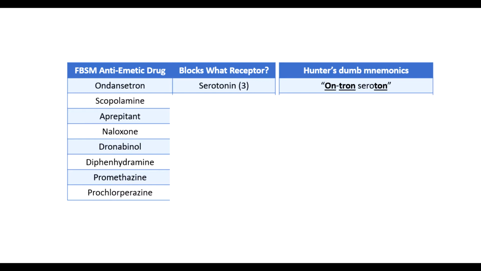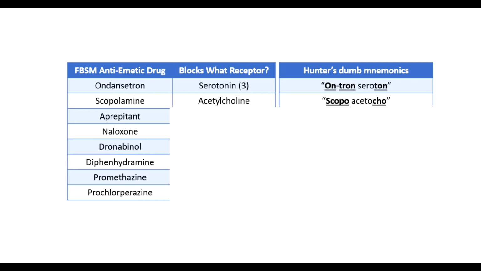And the phrase that I think is useful for remembering this is ontron seroton, or you could also use ondan seroton. So the ons and the tons, i.e. Ondansetron paired with serotonin, specifically the serotonin 3 blocker. I'm not sure how specific they want us to know these receptors, but if you want to know the numbering associated with them, that's going to be on here, but the mnemonic is more so just to relate the drug name with the ligand specifically.